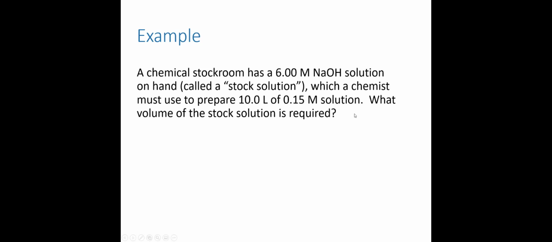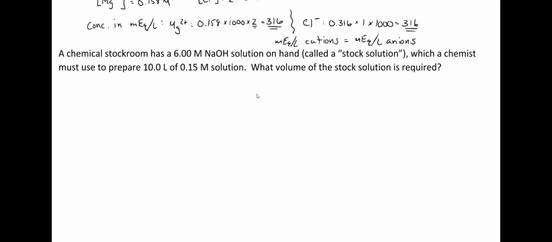Let's go ahead and go to our notes view and solve this problem. We want to approach this problem in a way similar to what we did with the gas laws. First, we're going to identify each variable. Here, the 6.00 molar solution is the starting concentration, so I label that as C1. The 10 liters is the final volume, because it says that's what I would like to prepare. And the concentration of the final solution is C2.